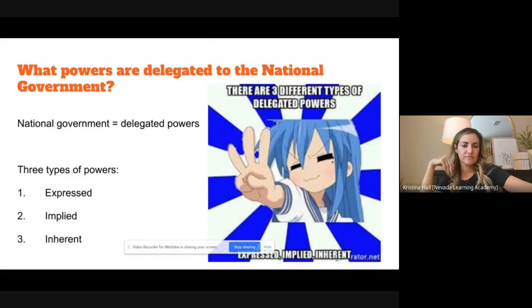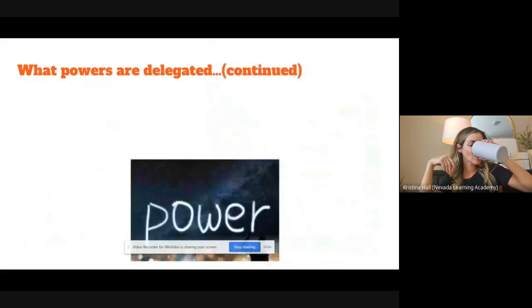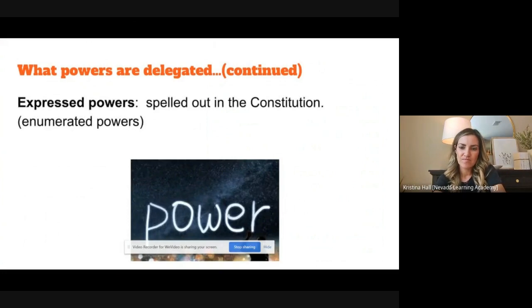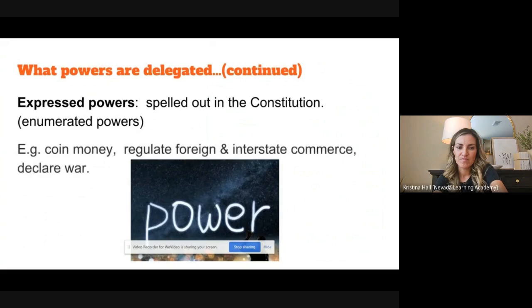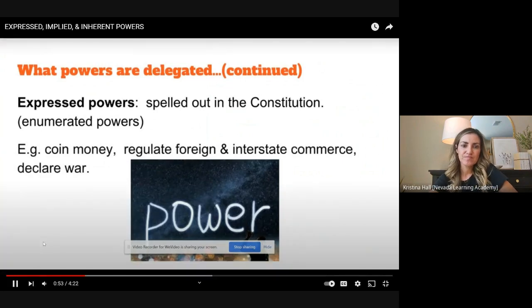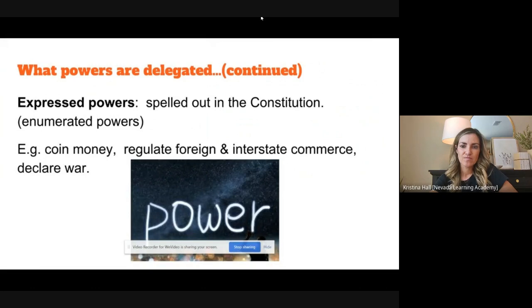We are going to look at express powers first. Express powers are those things that the government can do that are specifically written in the Constitution. For example, in Article 1, Section 8, the Constitution specifically says that the Congress has the power to coin money, regulate commerce, or declare war. These are express powers because they are specifically written into the Constitution.